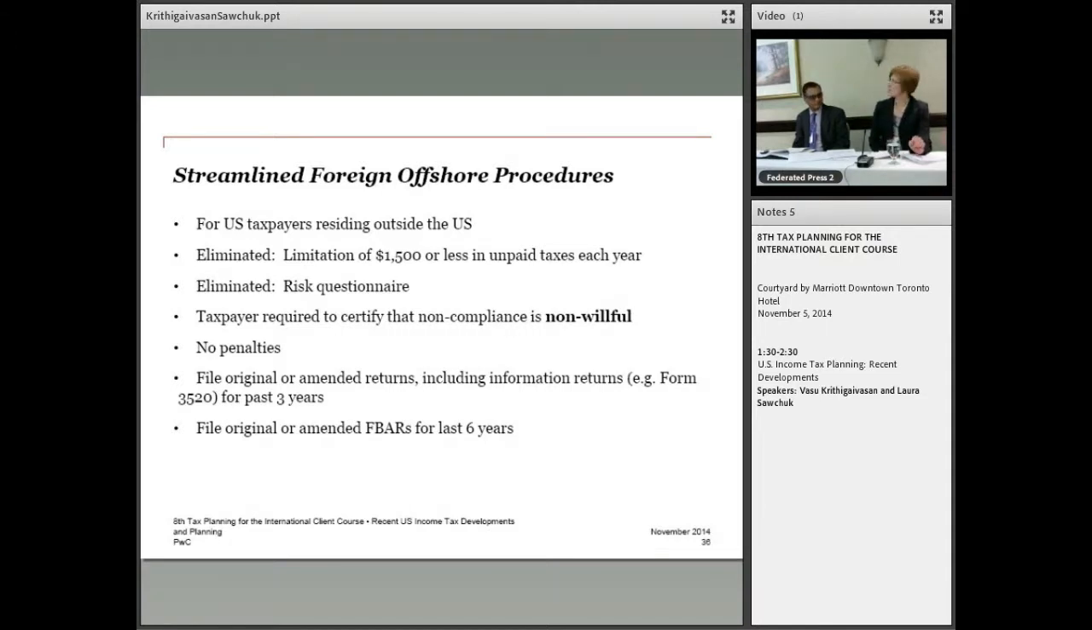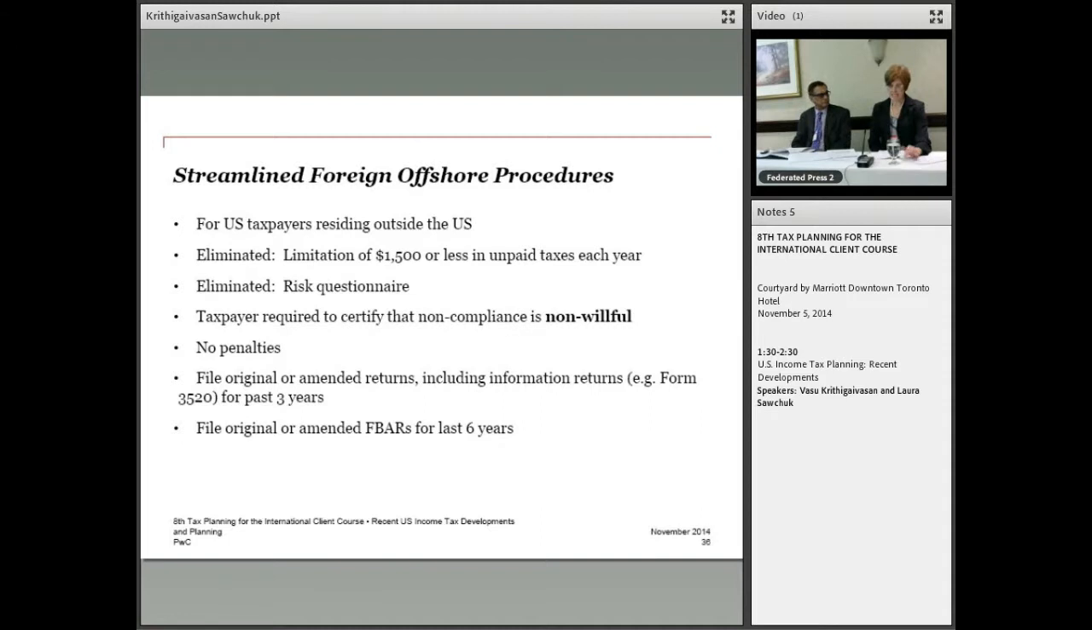So the resident streamlined offshore procedures, to qualify for that, you have to fail the tests for the non-resident requirement. Again, if you have a spouse and you're filing jointly, if your spouse doesn't meet the requirement, then the other spouse does not either. So it's kind of like an all or nothing. To be a resident streamlined domestic offshore person, you need to have filed your tax returns in the prior 3 years, failed to report your foreign financial assets, and again, be non-compliant due to non-willful conduct.